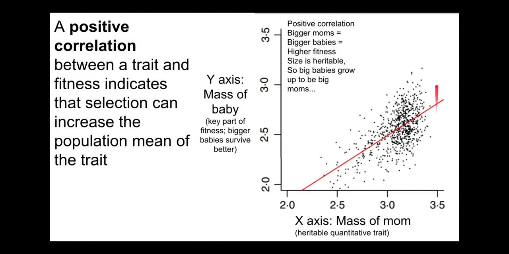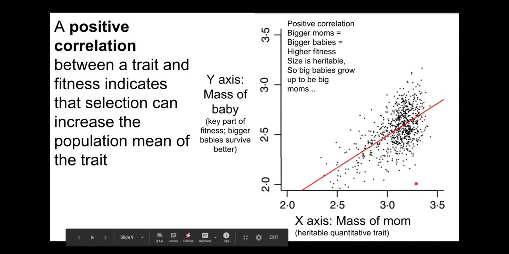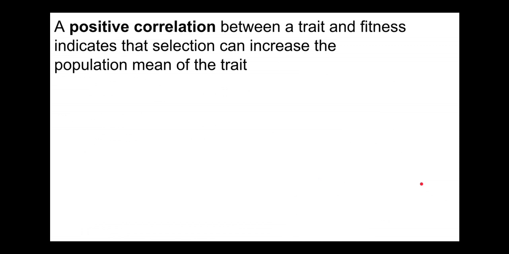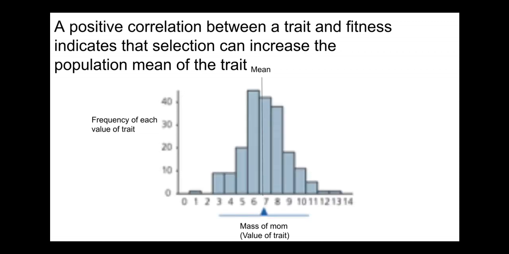Large moms are going to produce large babies, so those large baby genes and large mama genes are going to move into the future, and that's going to result in more individuals being large. That's going to move the average size of moms up as generations pass. So again, a positive correlation between a trait and fitness indicates that natural selection can increase the population mean of the trait. Again, any given individual doesn't evolve over time, populations evolve.